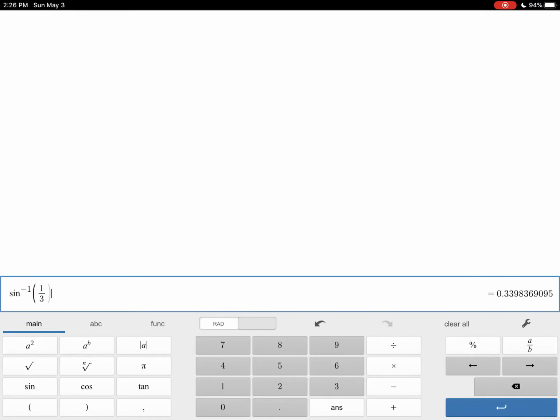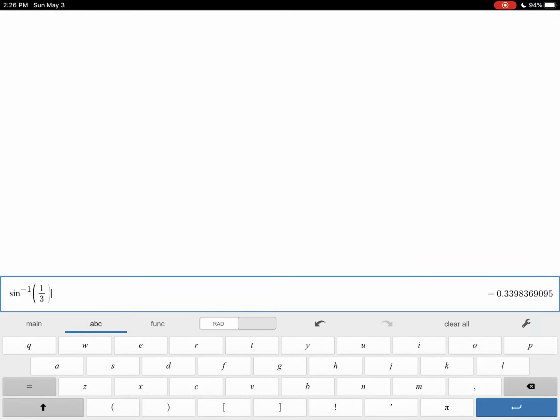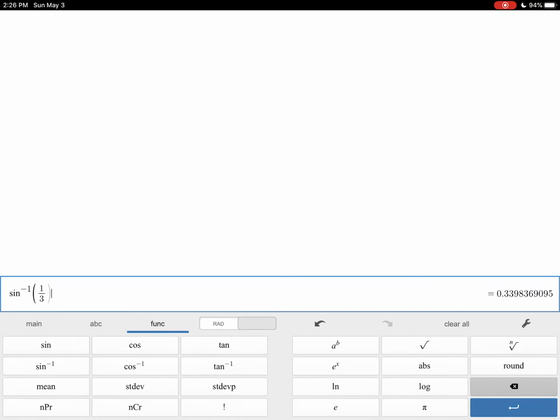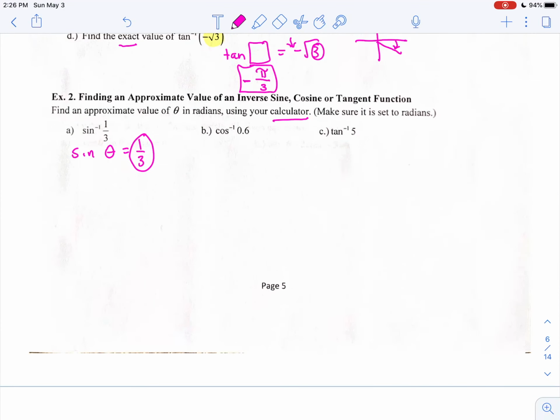You can find the inverse sine under, if you look at the far left, you have the main tab, you have the ABC tab, and then you have the function tab. So under the function tab, you would select inverse sine and enter in 1 divided by 3 to get 0.34 as the angle measure in radians. So we're going to go ahead and go back to enter in theta is equal to 0.34.